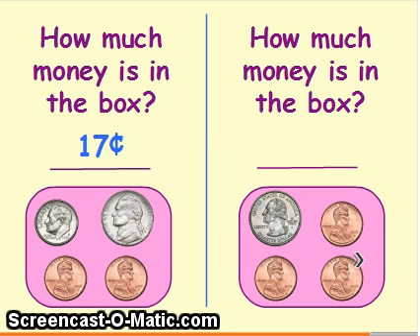Now, let's see how much money is in the second box. Use your paper and try to work through this question on your own. Now let's try to work through it together. We know that a quarter is worth 25 cents and a penny is worth 1. So 25 cents plus 1, 2, 3 is 28 cents.